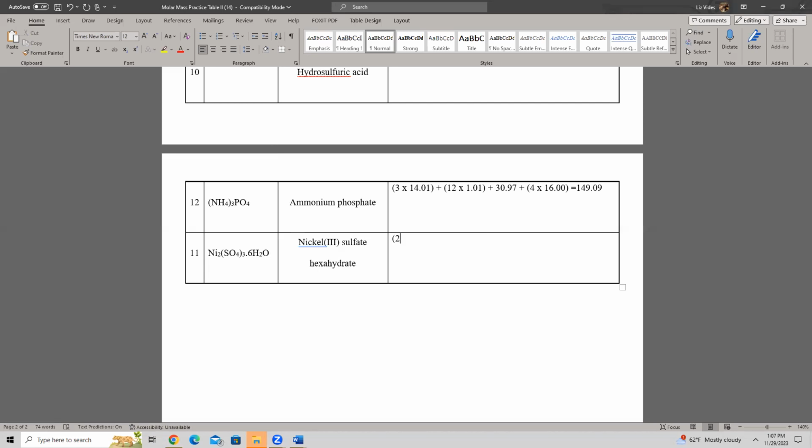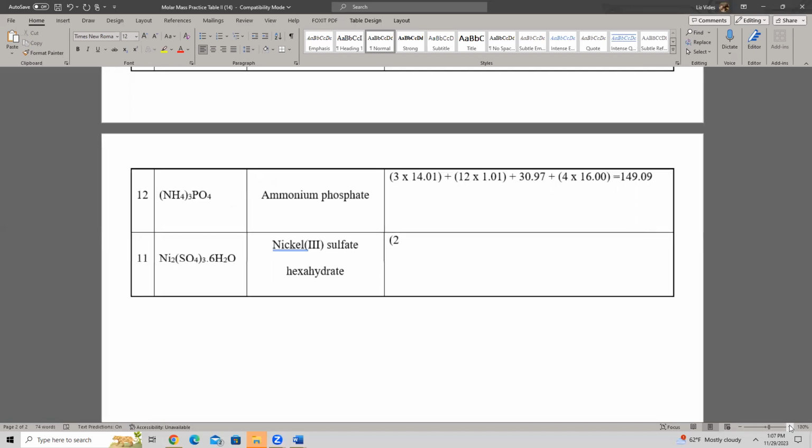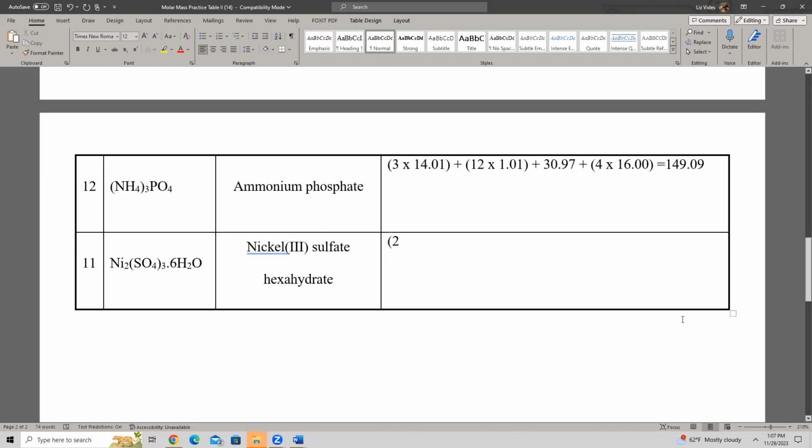I can't see those tiny numbers on this page. Oh, you cannot see them? Yeah, make it bigger for me. How's that? Okay, so 2 times what is nickel? Nickel, nickel, nickel. See, I don't know these. These are not my friends. They're not the ones that I use all the time. 58.69.